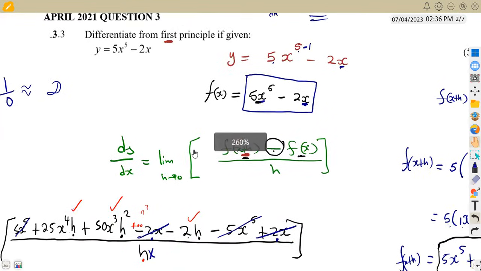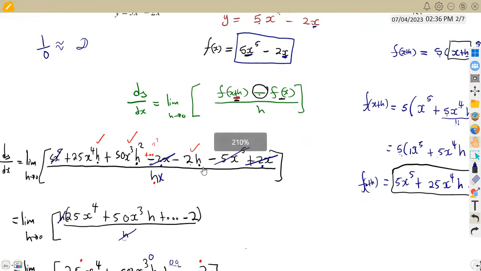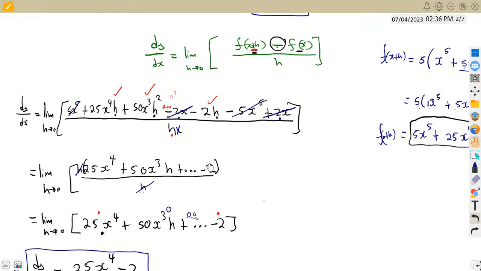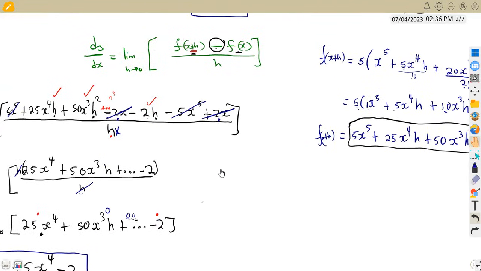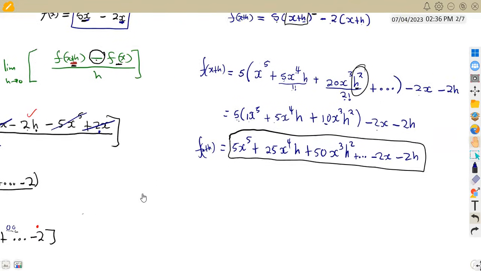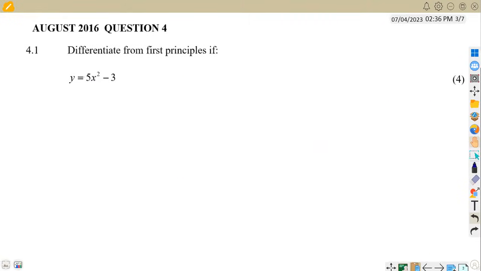All right, so these are the typical questions, guys, that you might have. Let us check another question so that we can see the application of the first principles. How are you supposed to use your first principles to simplify these typical questions? All right, so I've got another question. Like I said, this was from the question paper of August 2016, question number 4. Differentiate from first principles, 4 marks for that.